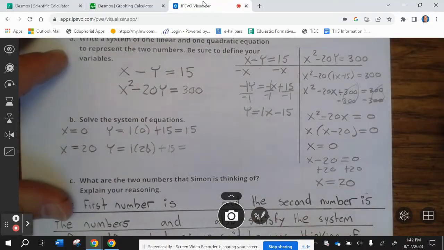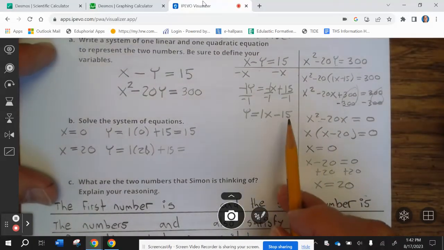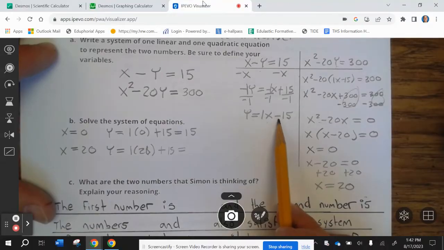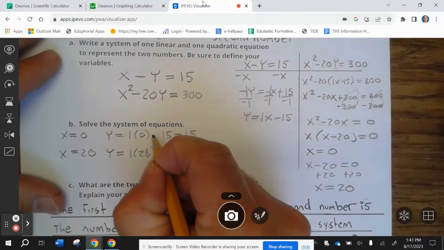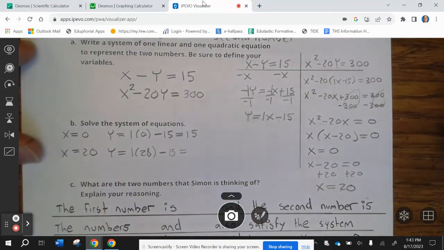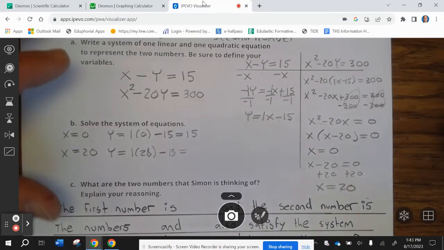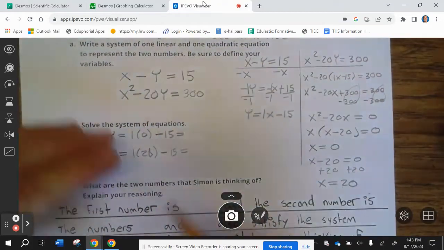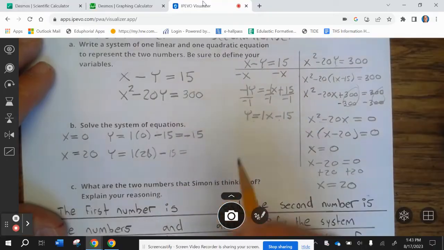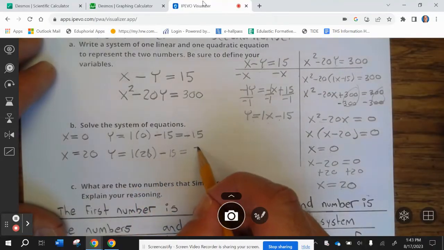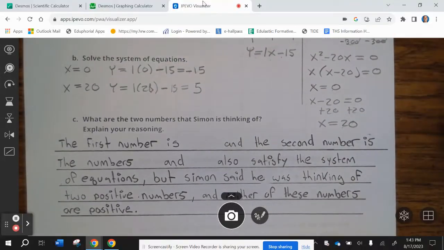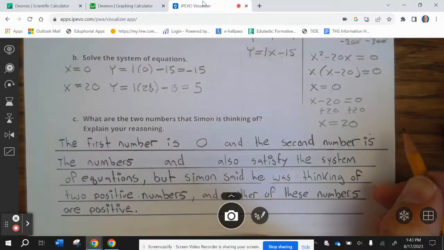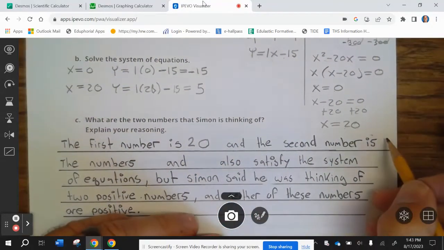Oh, wait, almost made a mistake. You want to be careful, that says minus 15. I put a plus. So be careful. Little mistakes like that can cause you problems giving the wrong solution. So that changes things. So when x is 0, y is negative 15. And when x is 20, 20 minus 15 is 5. The first number is 20, and the second number is 5.